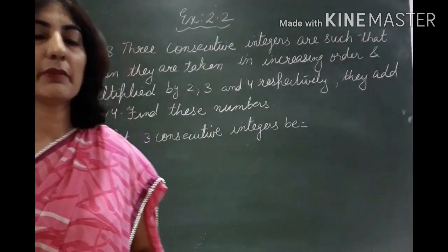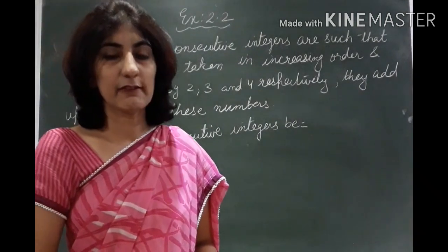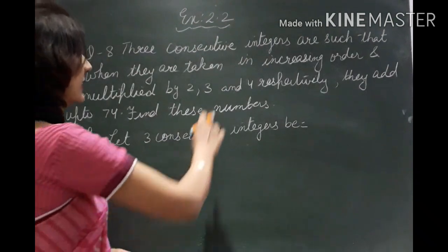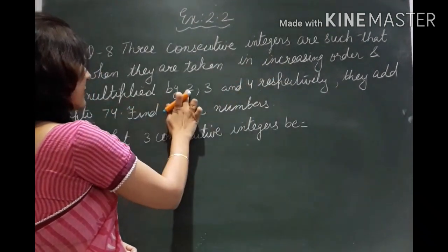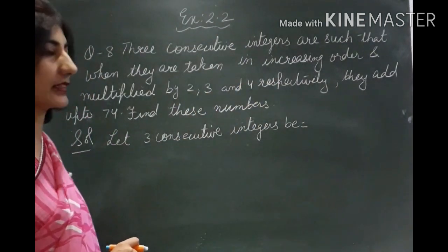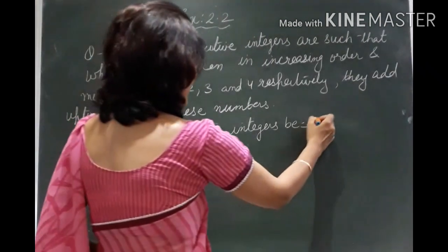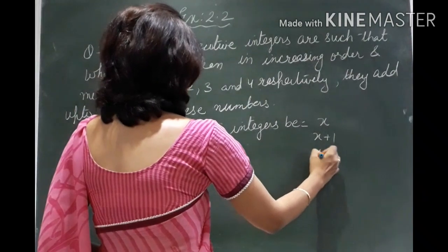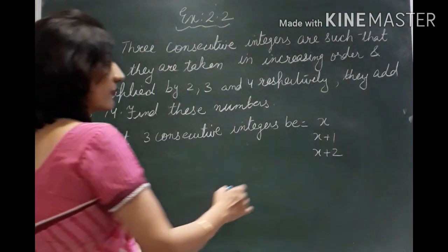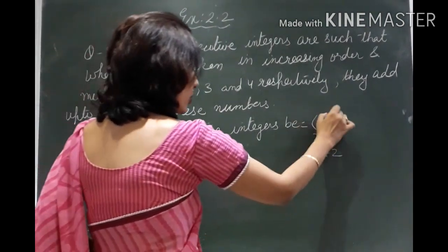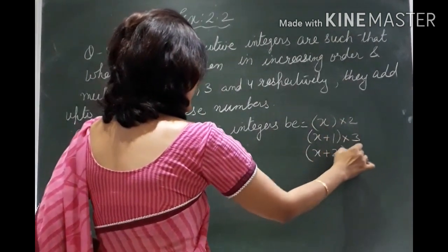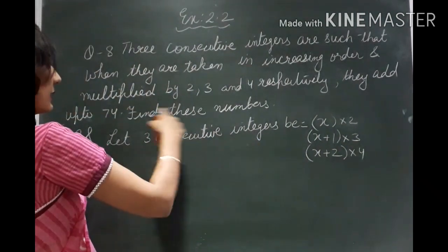Question number 7 is the same as example number 9, so you can do it yourself. Moving to question number 8: 3 consecutive integers are such that when they are taken in increasing order and multiplied by 2, 3 and 4 respectively, they add up to 74. Find these numbers. So let these integers be x, x plus 1, x plus 2. Now in increasing order like this, the first integer I have to multiply by 2, the second integer multiply by 3 and the third integer multiply by 4. They add up to 74.